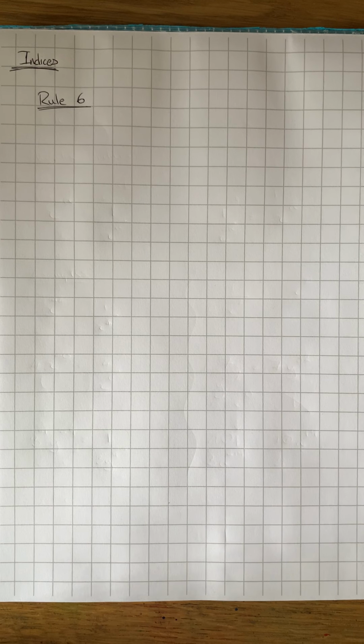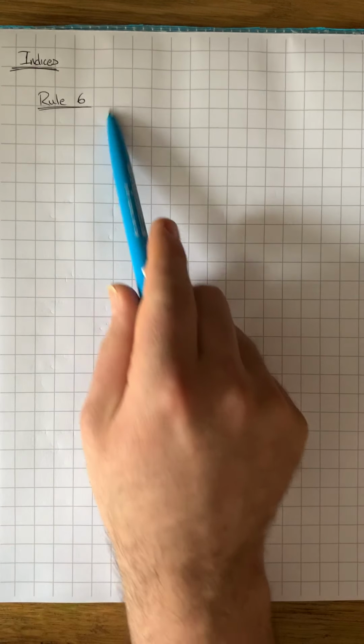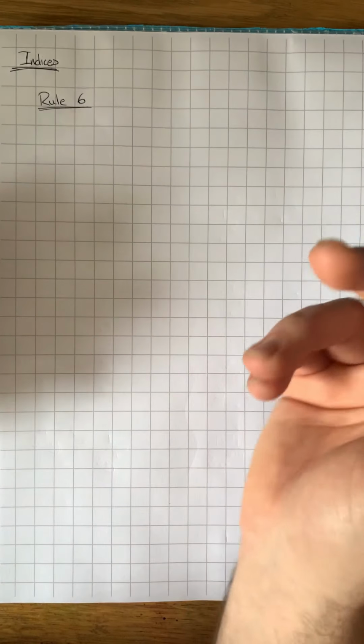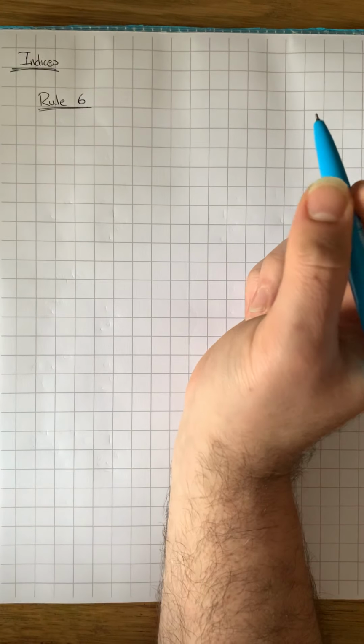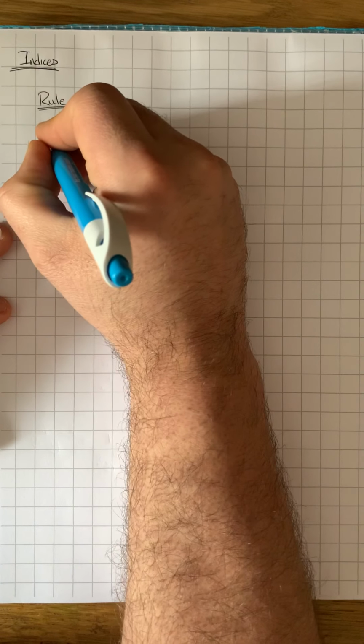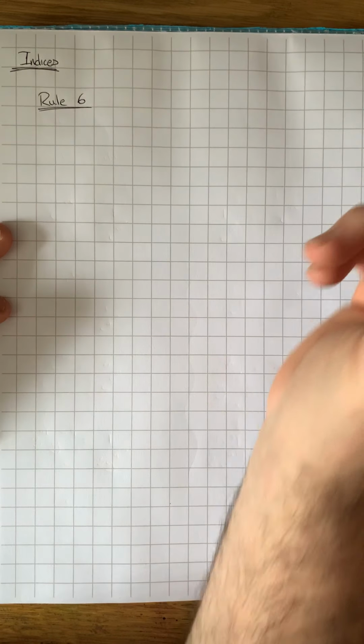Hi everybody, welcome to the fourth video on indices. In this video we'll be looking at rule 6, what we call the root rule, but I like to call it the beetroot rule, and you'll see in a minute. This mainly looks at fractions when we have it as an index.